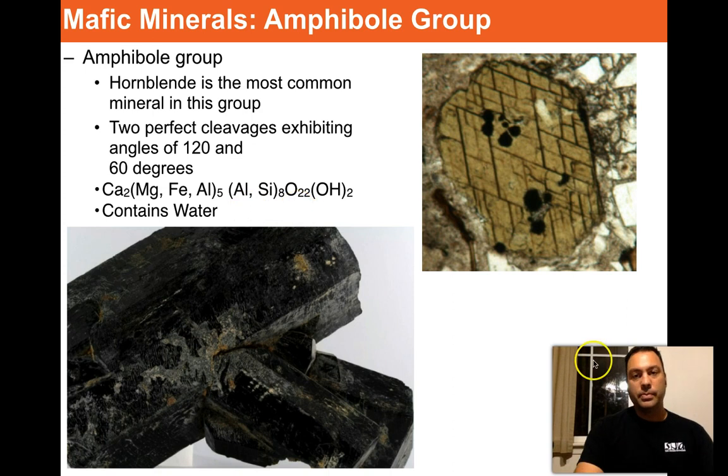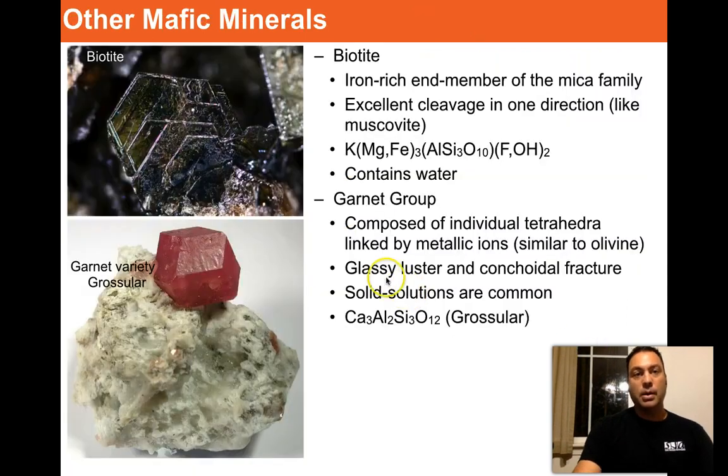Cool stuff. So there's a couple other really important ones I want to bring up also, which is biotite, which is the iron-rich end member of the mica family. Remember, we already met the other end member. That's muscovite. And an end member means a chemically pure version that can blend with another one to make a hybrid. So biotite is pretty common. It has excellent cleavage in one direction, just like muscovite. And it contains water. Look at this right here. It contains water. Very important volcanic mineral.